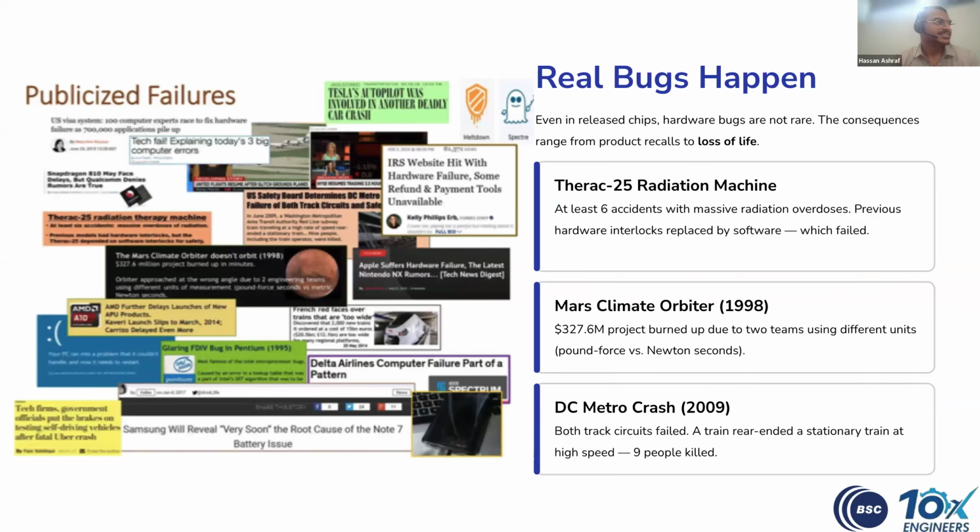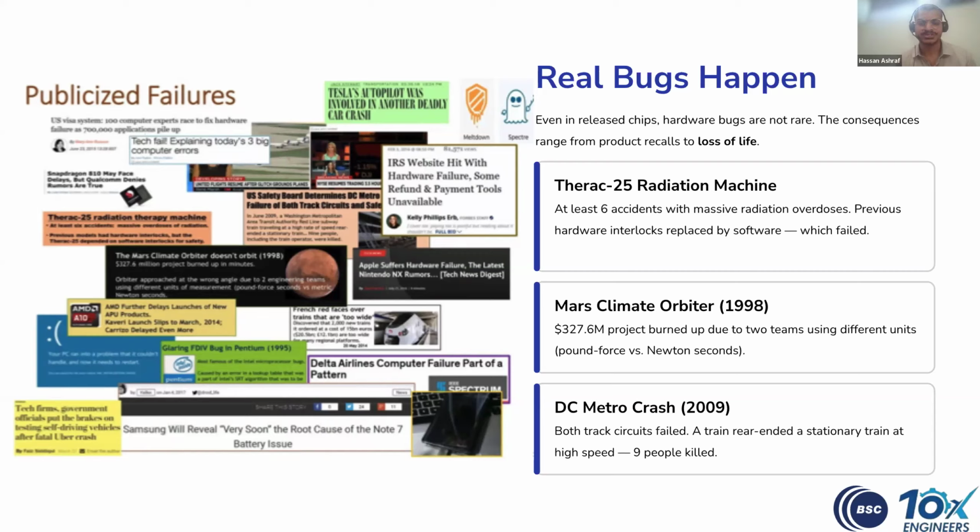So next is some real bugs that happened and their consequences. There are a few examples, but we have so many other examples as well. If the verification team misses something, what could have happened? So we have compiled three examples, and they are available online. You can search. In the first example, the Therac-25 radiation machine, it cost us human lives.